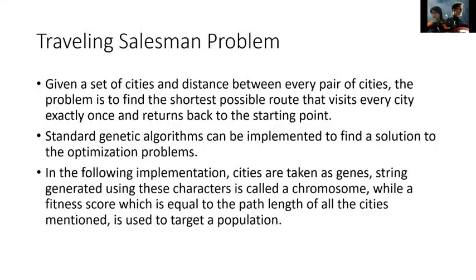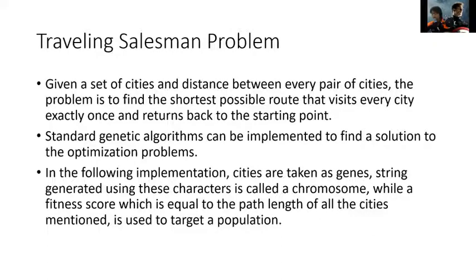The problem is to find the shortest possible route that visits every city exactly once, which means that you have to visit every city once and then return back to the starting point in the shortest distance. And a genetic algorithm can be implemented to find a solution for optimization problems, because you want to optimize the shorter distance to travel every city.